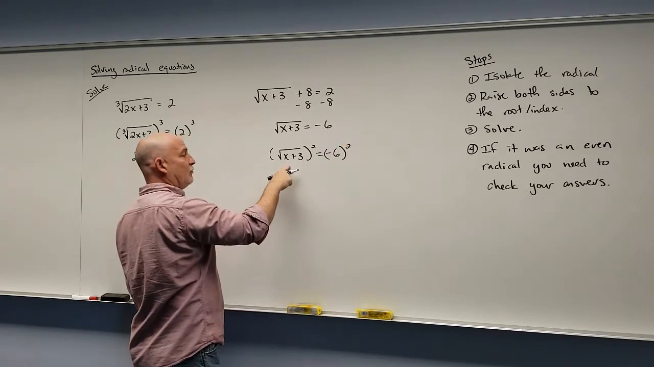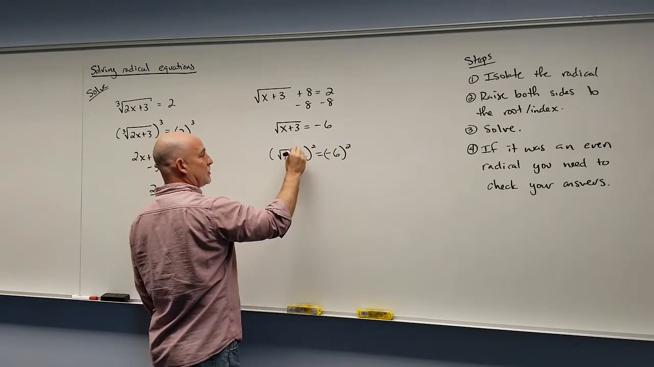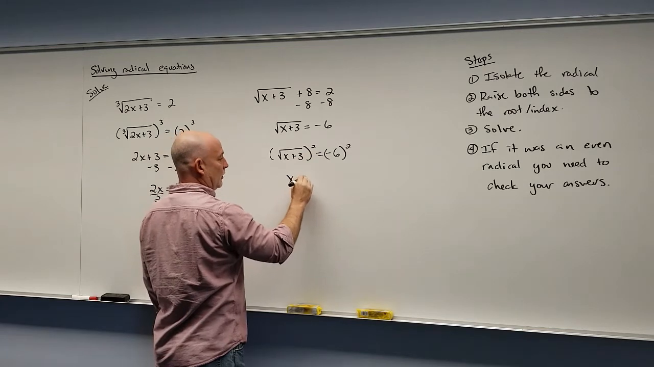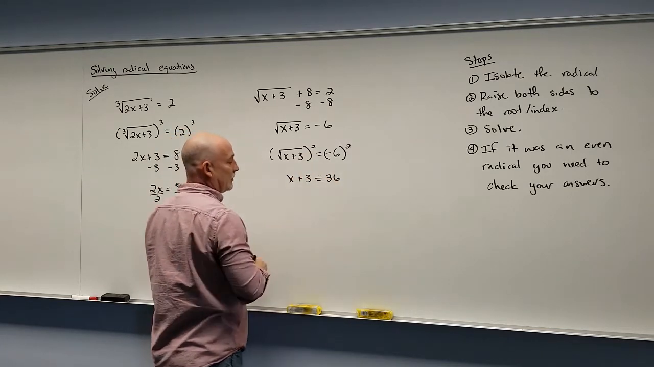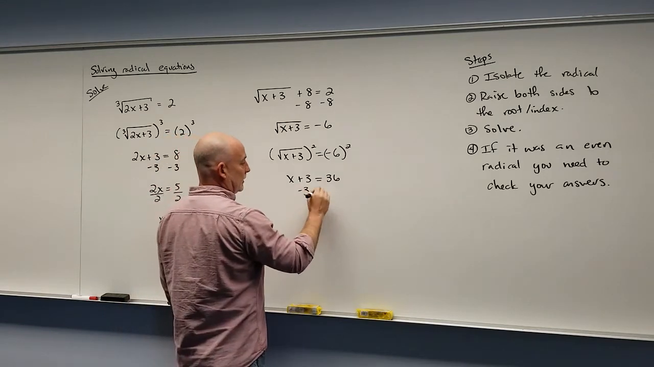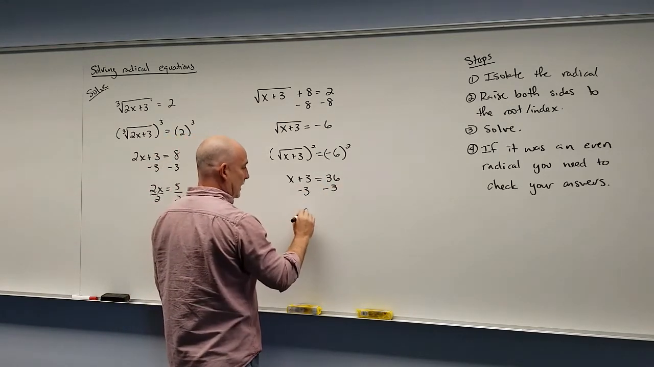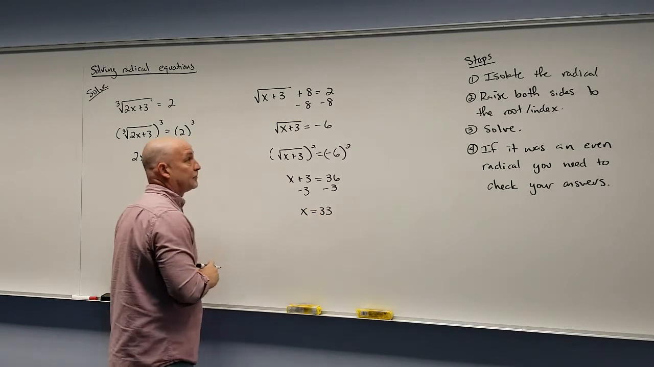Again, here we have one radical being squared, so that's one term, so we square that one thing, we get x plus 3. And over here, we square the negative 6, we get 36. Now, this is just a linear equation, finish solving, so we get x is equal to 33.